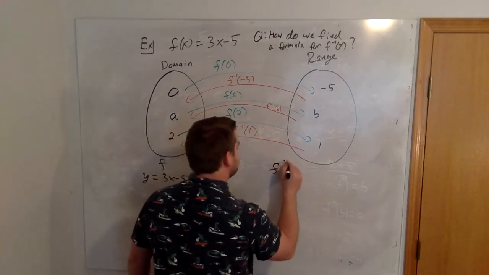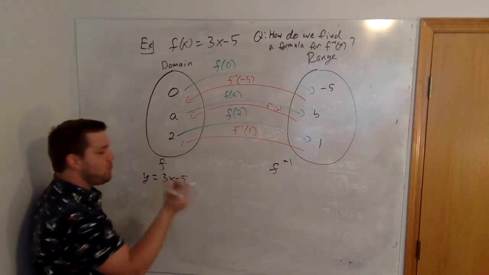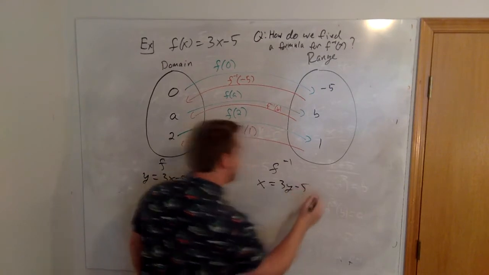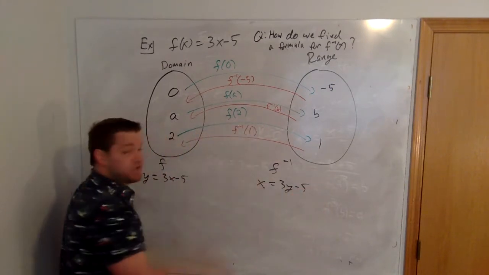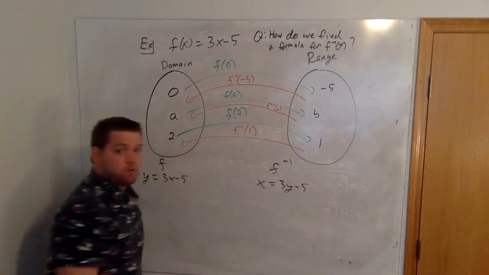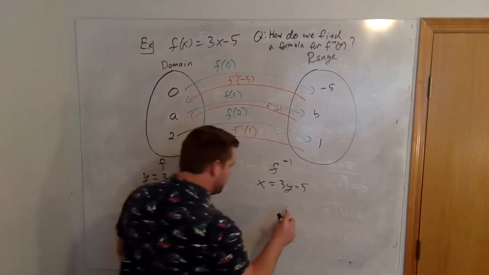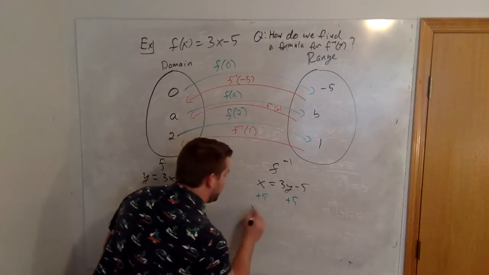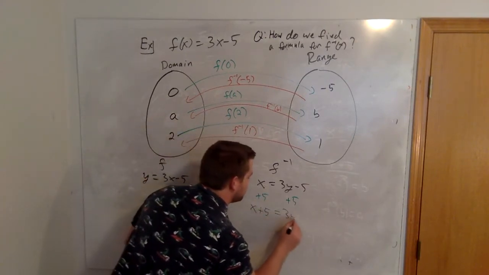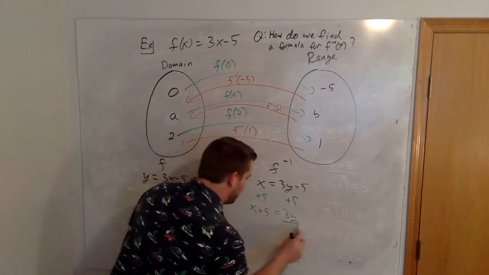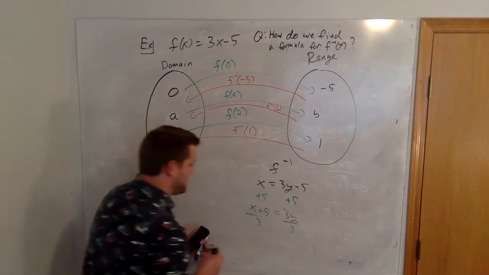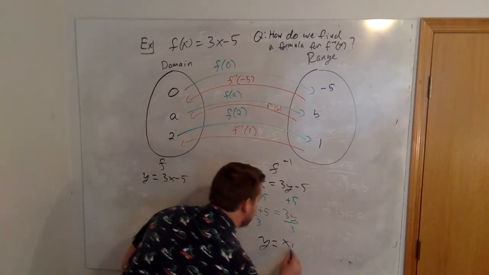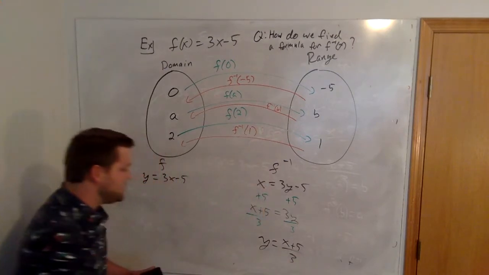Well, what about the inverse function? The x and y values flip. The domain and range flip-flop. x is equal to 3y minus 5. Once we flip-flopped them, now I'm talking about the inverse function. Now we want to solve for y, so that'll be our next step. Let's add 5 to both sides. So here I'll get x plus 5 is equal to 3y. And now we can solve for y by dividing both sides by 3. So now I have that y is equal to (x plus 5) all over 3.